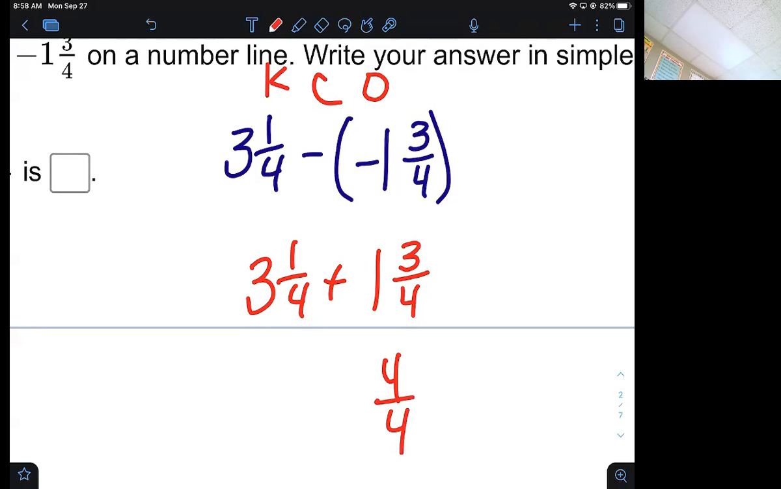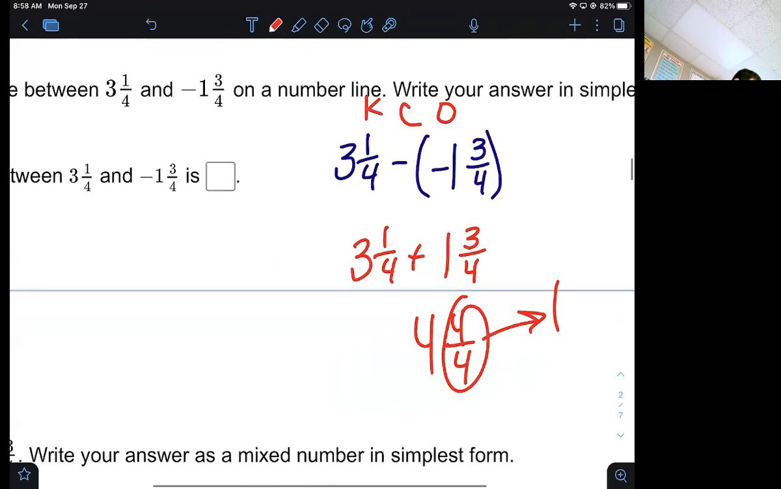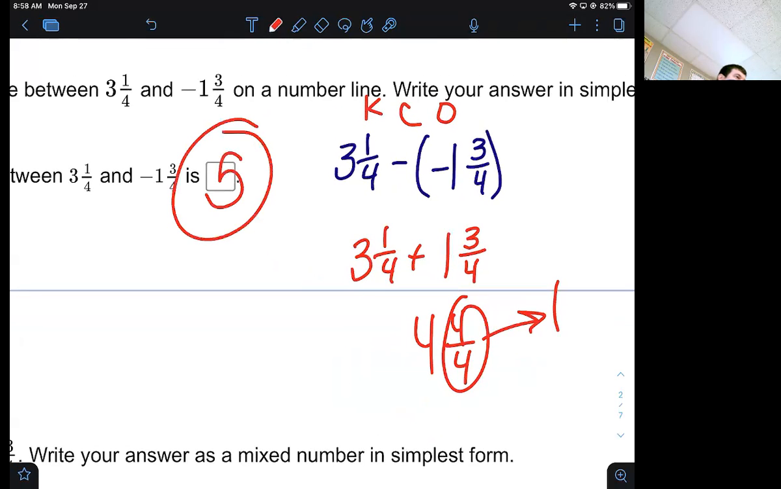4. Now I can't leave my answer as 4 4/4 because 4/4 is not reduced. What is 4/4 the same as? 1. So what's 4 plus 1? So they are 5 units apart. And I got that just by leaving them as mixed numbers and adding the fraction parts together to get 4/4, or 1, adding the whole number parts together to get 4, and 4 and 1 makes 5.